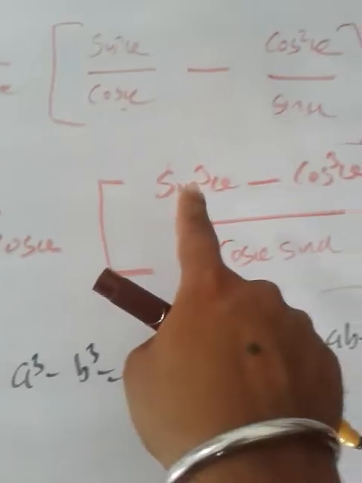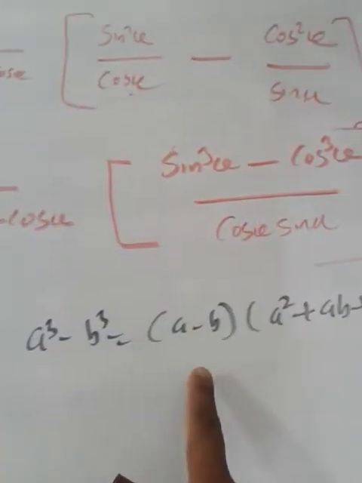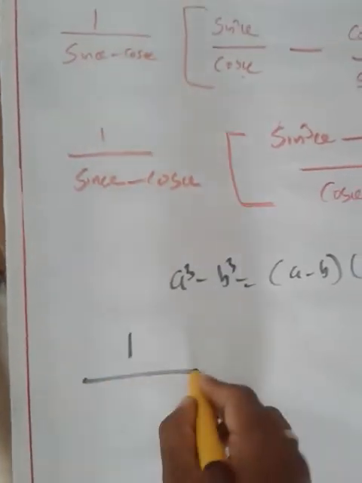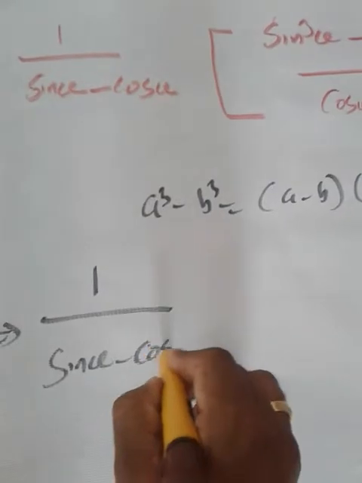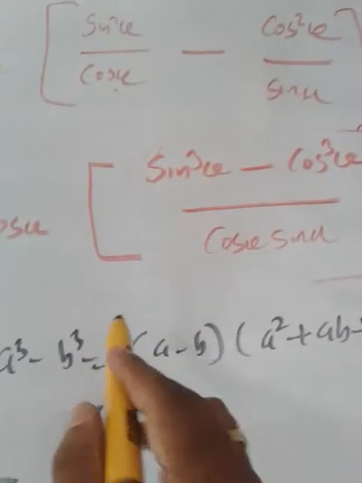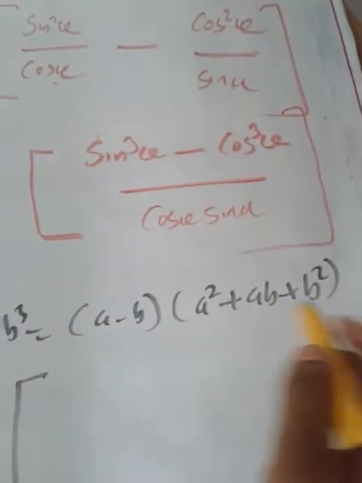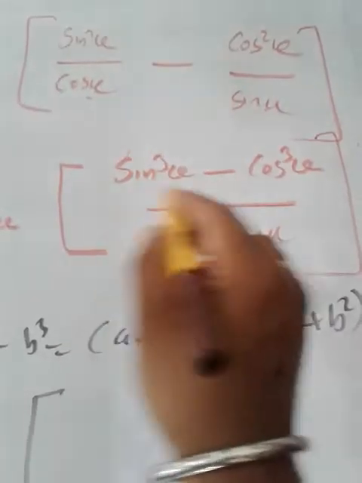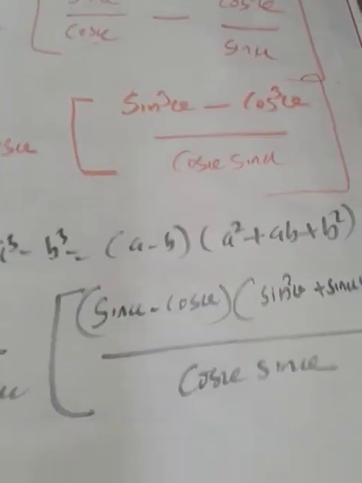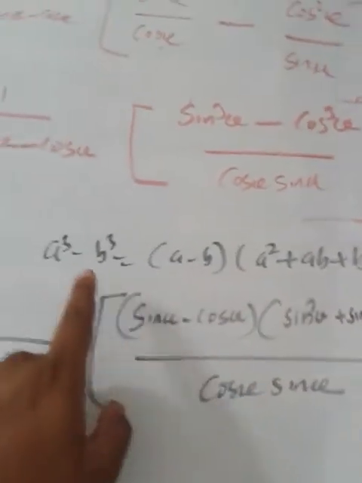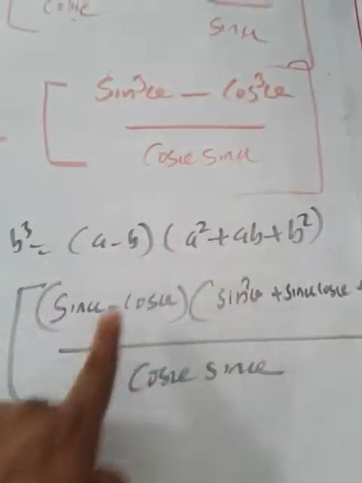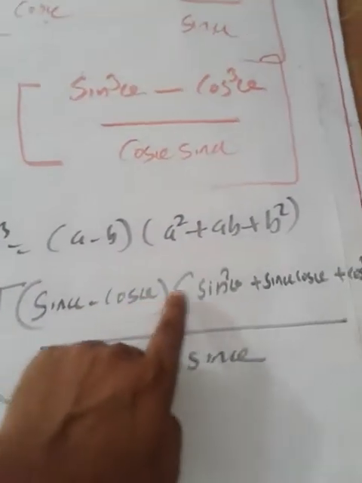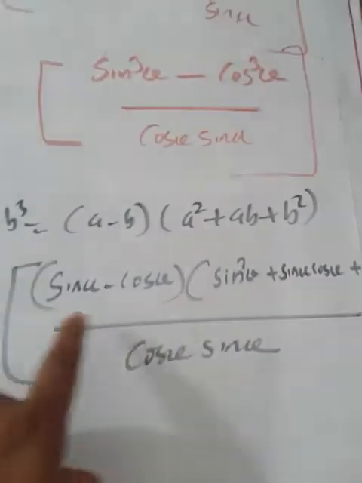That means here we can use this identity, a cube minus b cube is equal to a minus b into a square plus ab plus b square. So I am going to use that identity. So that implies 1 by sin theta minus cos theta as it is. Here by applying this identity, it becomes a minus b into a square plus ab plus b square. When I apply this identity in the numerator, sin cube theta minus cos cube theta becomes a minus b into a square plus ab plus b square. It is in this way now, isn't it?